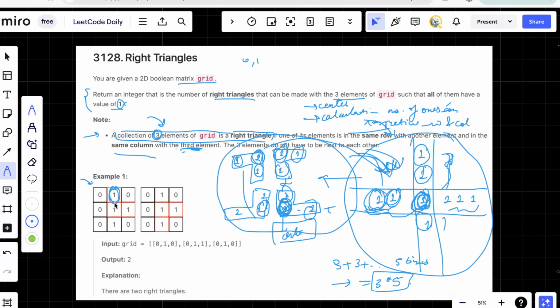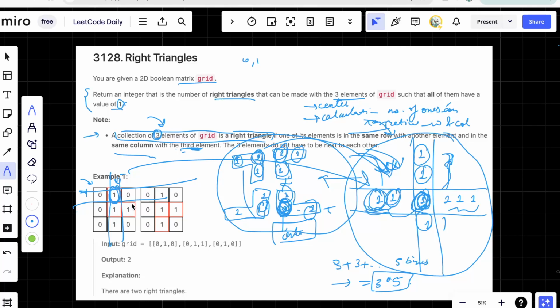So we are going to consider this as the center, and then we're going to go inside this row, this column right here. Let me draw the structure. This is synonymous to this only. And here we're going to calculate how many ones we have in this column and how many ones we have in this row. And that way we will be able to get the answer, right?